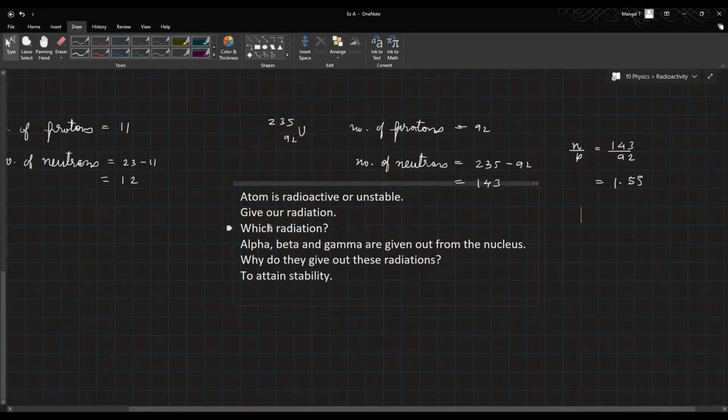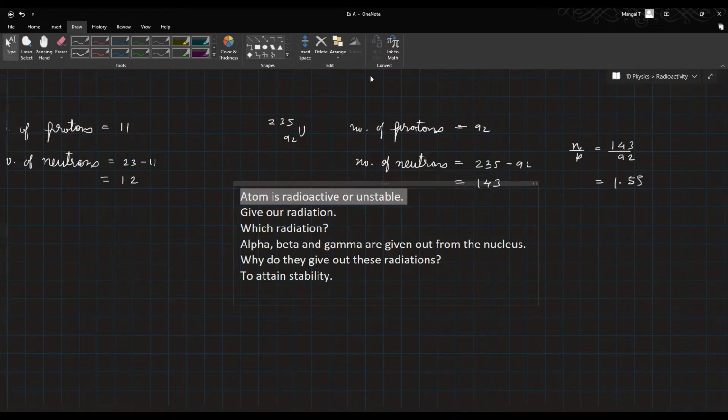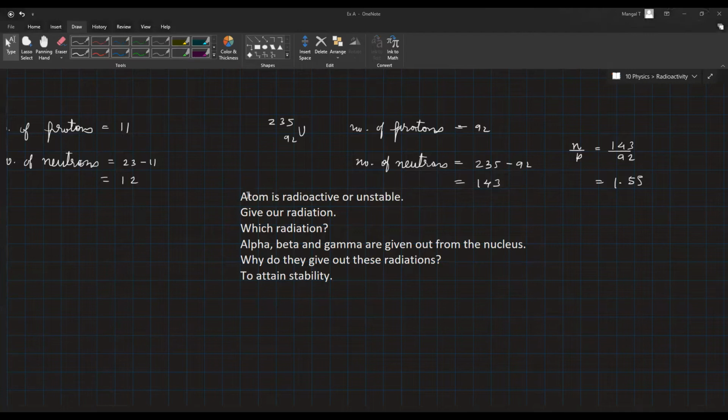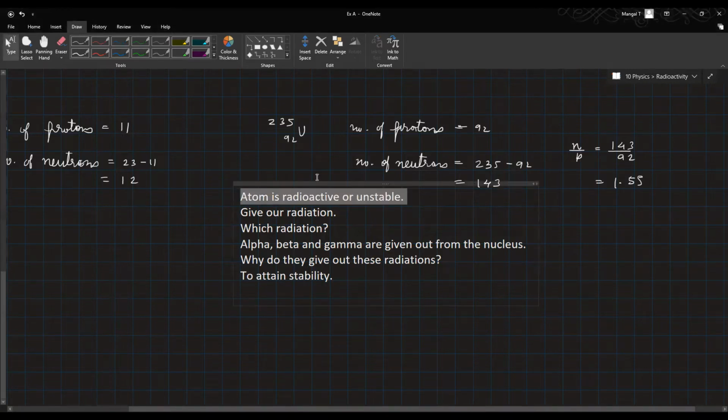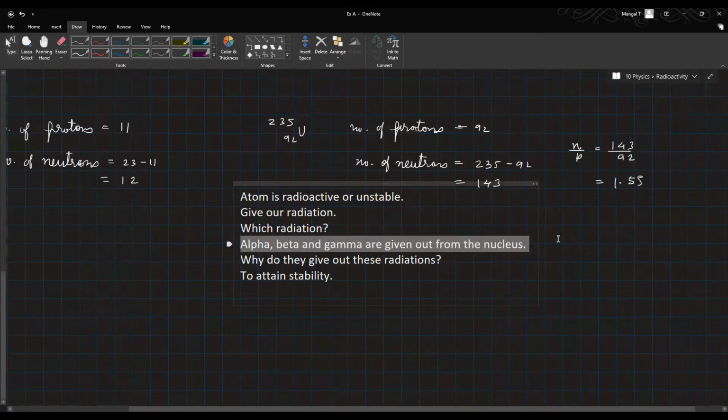Any questions so far? Okay, Harsh, are you listening? Yes, sir. So the atom is said to be radioactive when the number of neutrons exceeds the number of protons by a big number. And when it is radioactive, it gives out these radiations. Why do they give out these radiations? Because it wants to become stable.